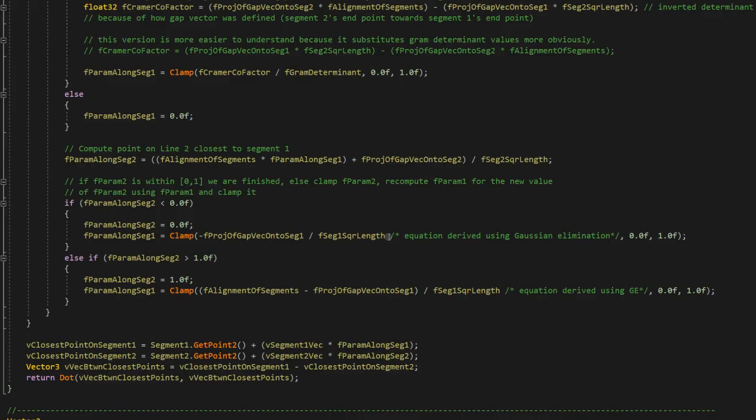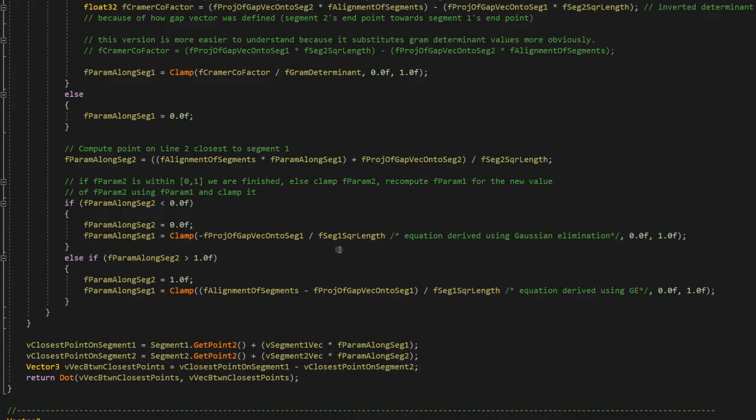We negate the projection because we define the gap vector pointing towards segment 1's endpoint rather than segment 2's endpoint. So we need to flip the direction when projecting onto segment 1. The alignment of the segments is not in this operation, because segment 2 is being treated as a point, so it's irrelevant.